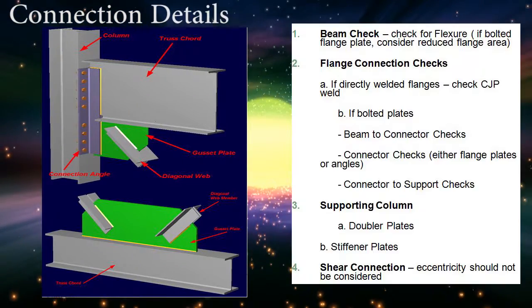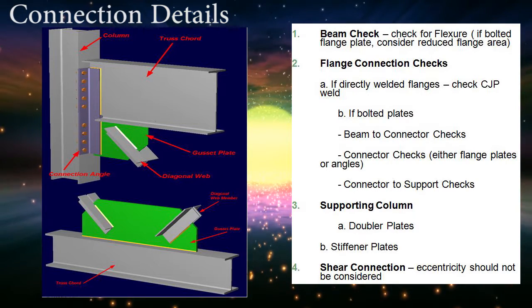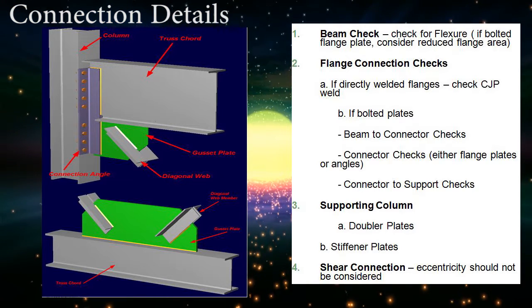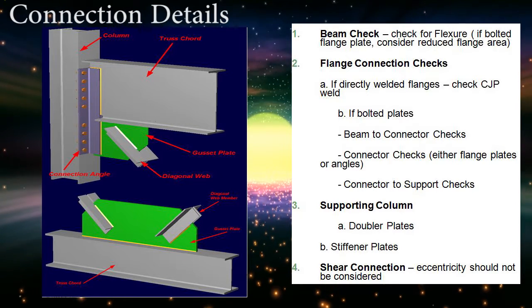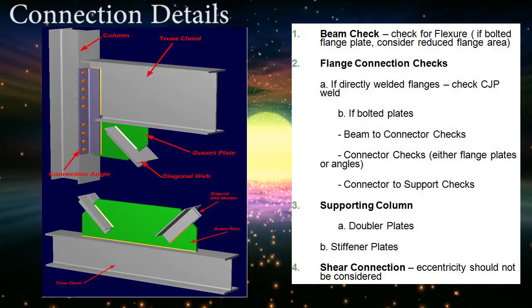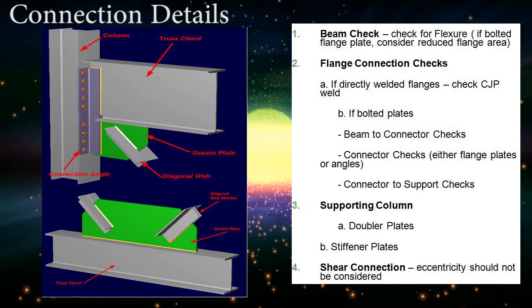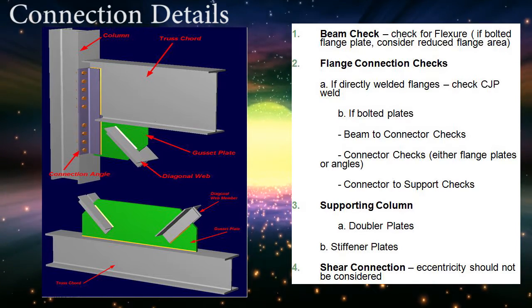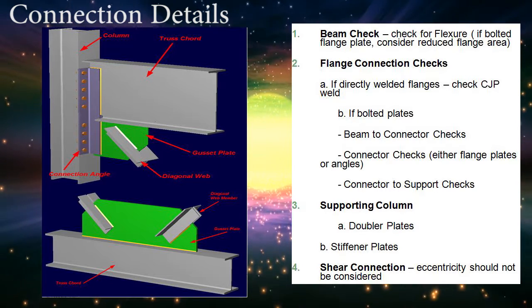D. Truss connections. Beam check for flexure, if bolted flange plate, consider reduced flange area. Flange connection checks. A. If directly welded flanges, check CJP weld. B. If bolted plates, beam to connector checks. Connector checks, either flange plates or angles. Connector to support checks. Supporting column. A. Doubler plates. B. Stiffener plates. Shear connection, eccentricity should not be considered.